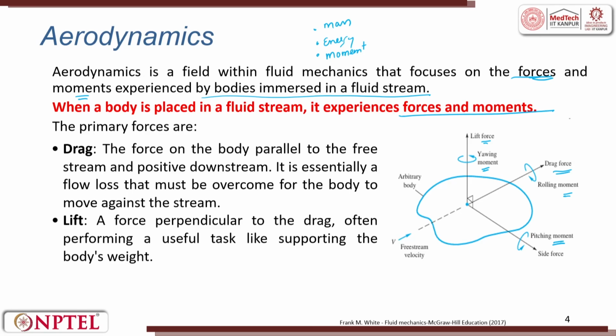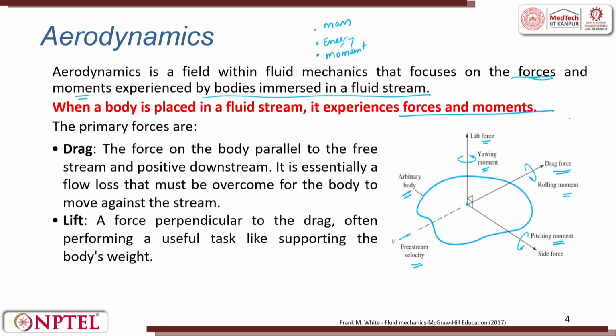So, if you look into this figure more carefully, the blue boundary, whatever we have drawn, is an arbitrary body. There is an arbitrary body and it is going against the air. That is called the free stream velocity V. It goes around the body.